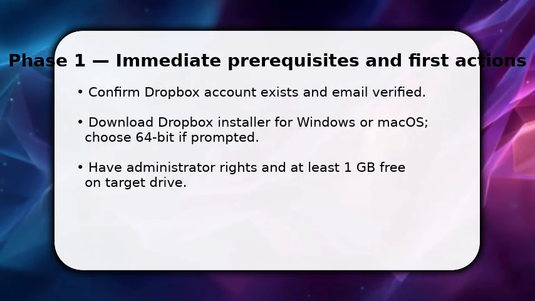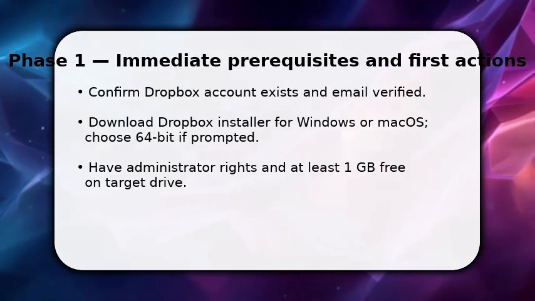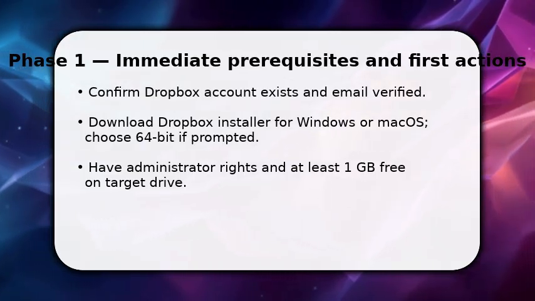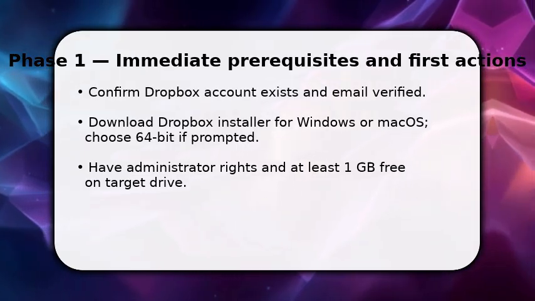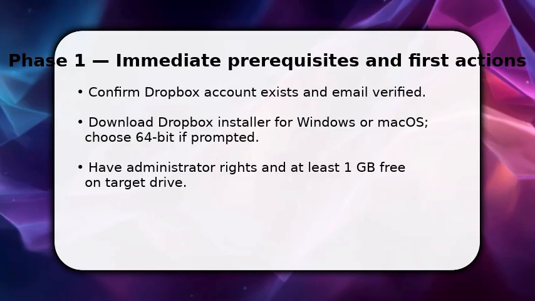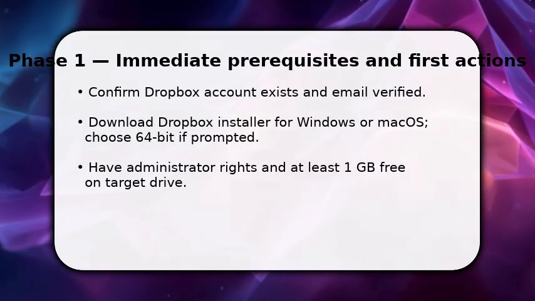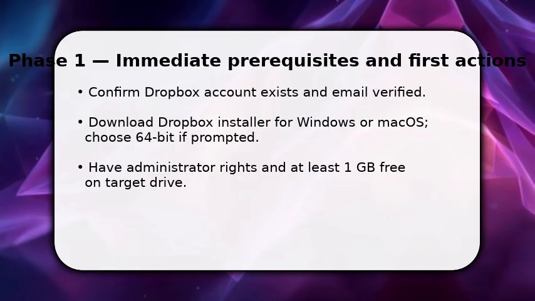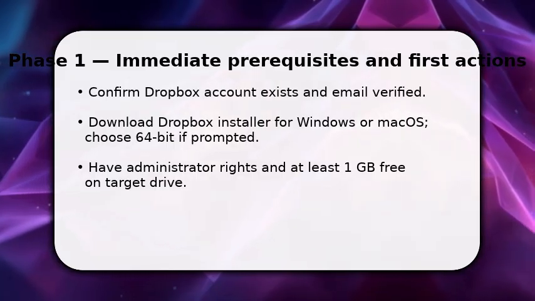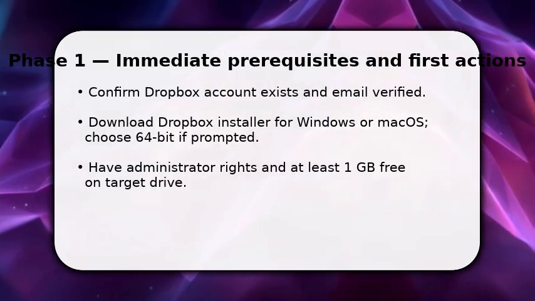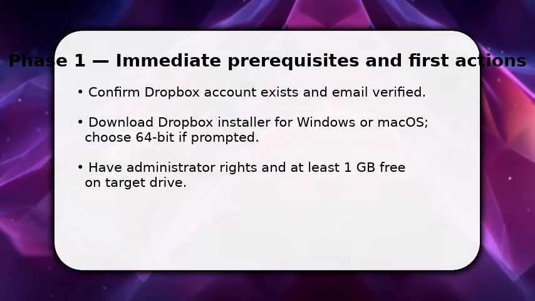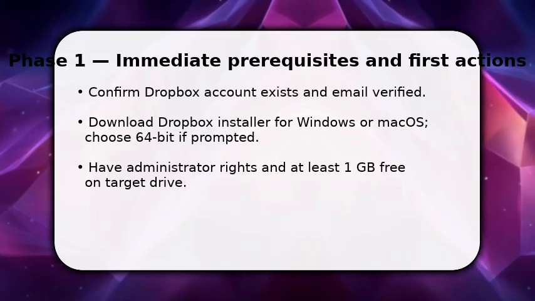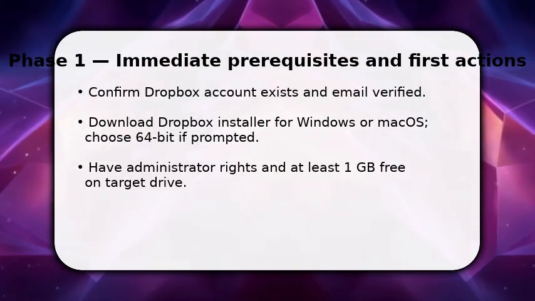You begin by downloading and running the Dropbox installer. This is the first decisive action. Once you launch the installer, grant administrator permissions so the app can create the Dropbox folder and background service. Make sure you sign in with the correct Dropbox account. This links cloud files to your machine. If you have multiple accounts, decide which to sync now. These steps set up the app and authenticate you, so syncing can start automatically after setup finishes.